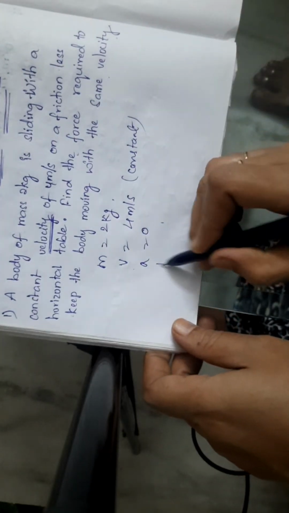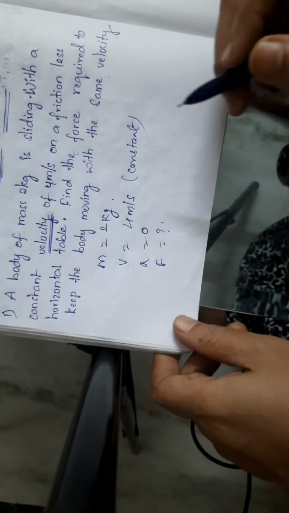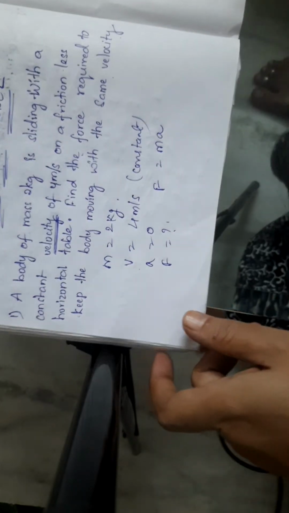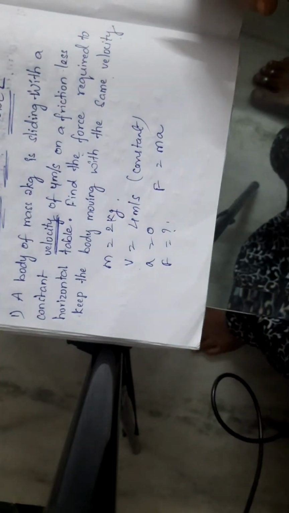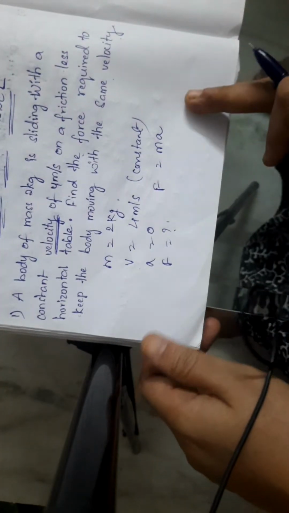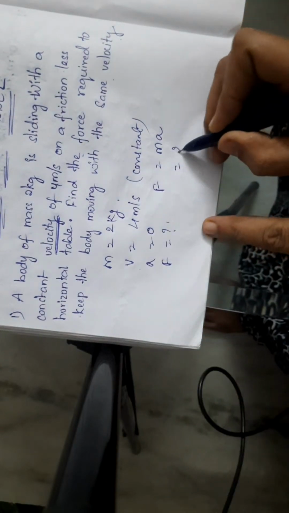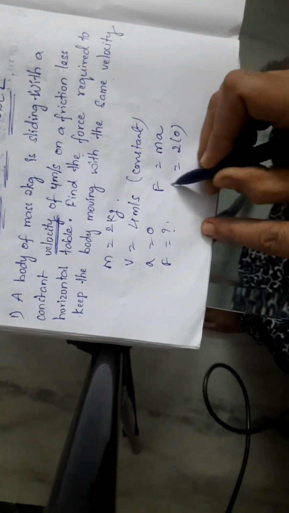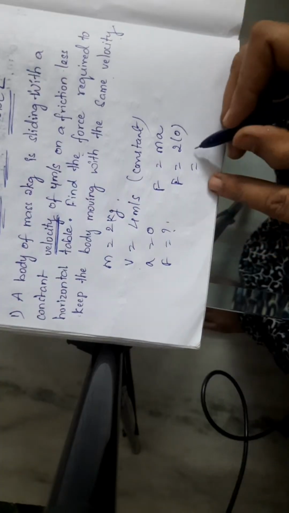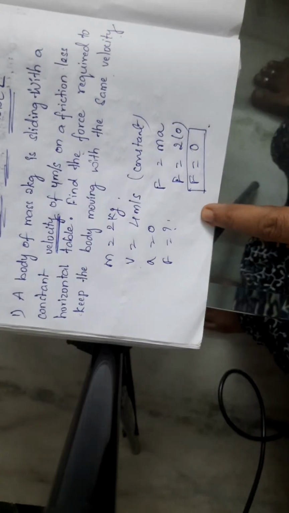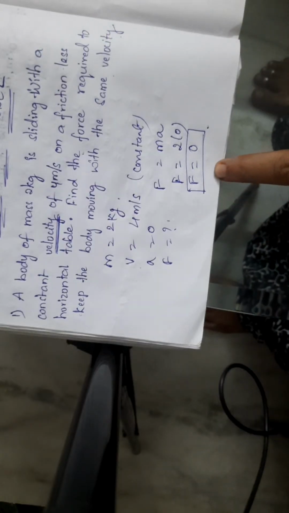We need to find force. If you recall, the force formula is mass into acceleration. This is as per Newton's second law. Force is mass multiplied by acceleration. Here mass is given 2, acceleration we got 0. Something multiplied by 0 is 0. Thus the force is 0. So this is the first question done.